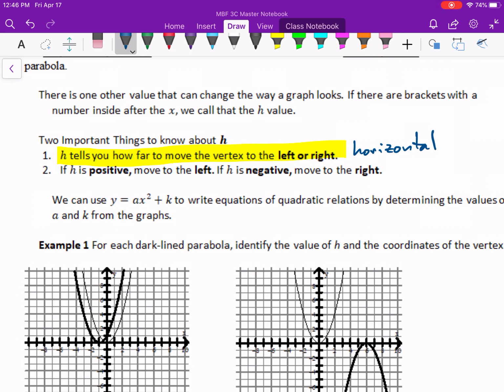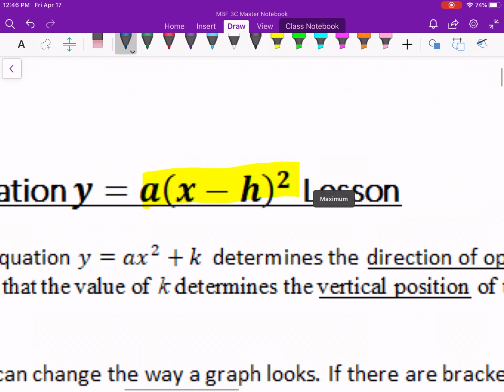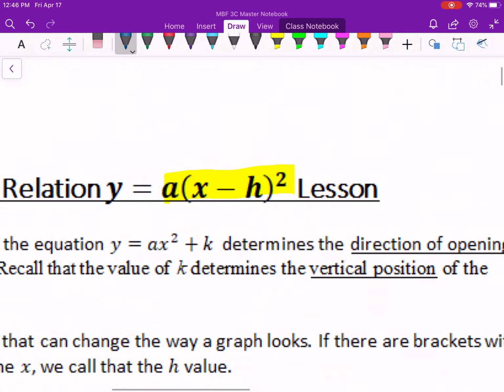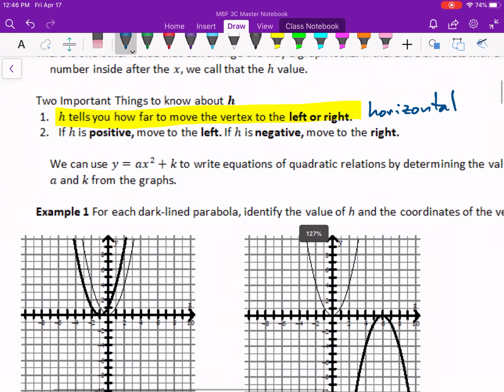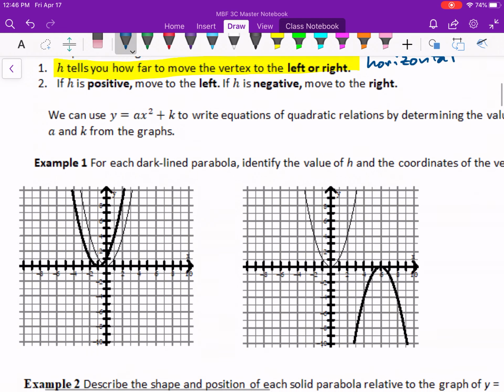h is kind of counterintuitive. If we see an equation where h is plus 3, so inside the brackets say we had x plus 3, we would probably think that we should move to the right, because that's what we're used to. But this is actually the opposite. So if we had x plus 3 inside these brackets, we're actually going to move to the left. And if we have a negative inside the brackets, we're going to move to the right.